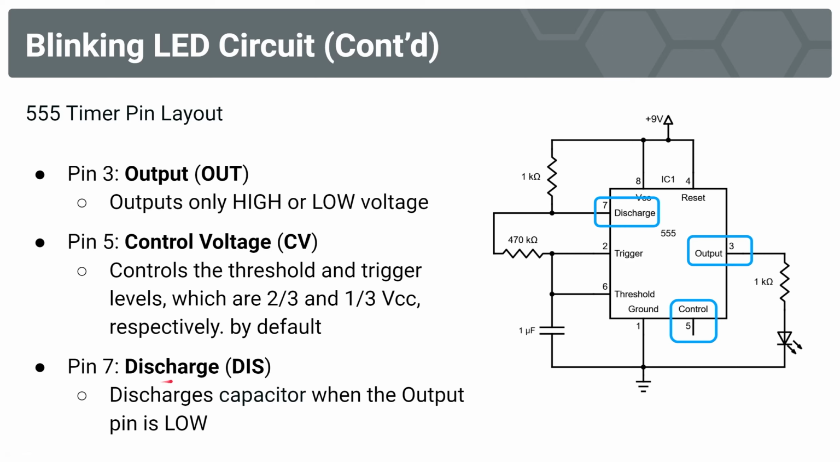Last pin, pin 7, is our discharge pin. This is what's responsible for discharging the capacitor when the output pin is low. And so the discharge pin is actually going to connect to ground and discharge our capacitor by bringing both sides of both terminals of this capacitor to the ground voltage.